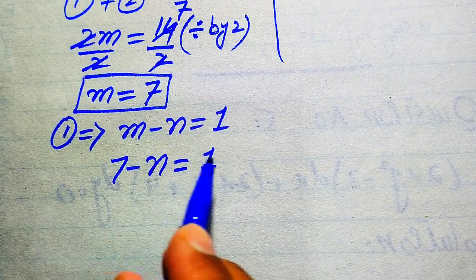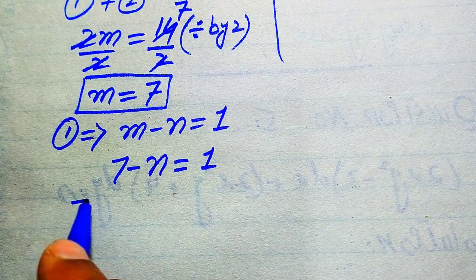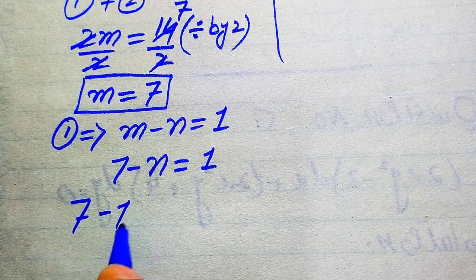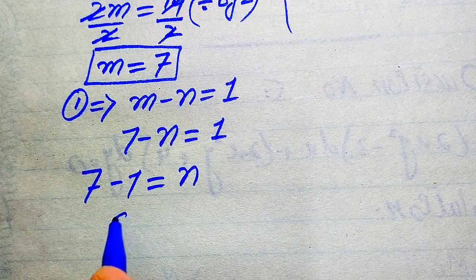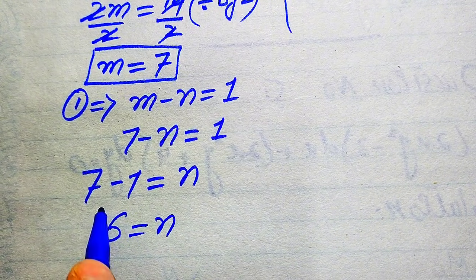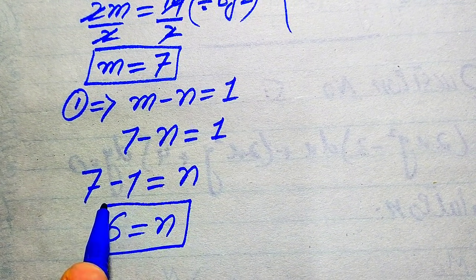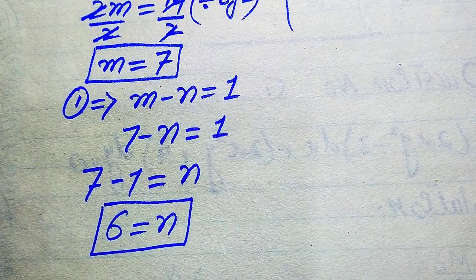So here we move minus n to the right hand side and 1 to the left hand side, and it will become 7 minus 1 is equal to n. So 7 minus 1 becomes 6 equals n. So this is the value of n, corresponding to the value of m, which is 7.